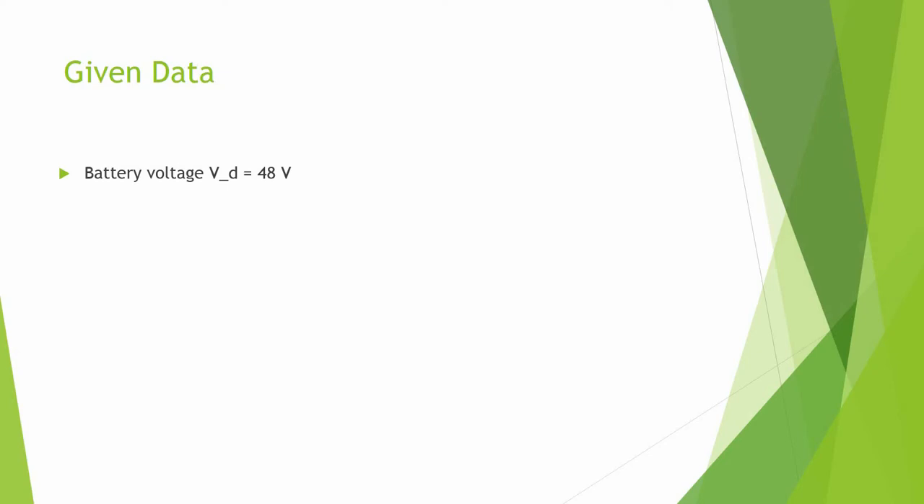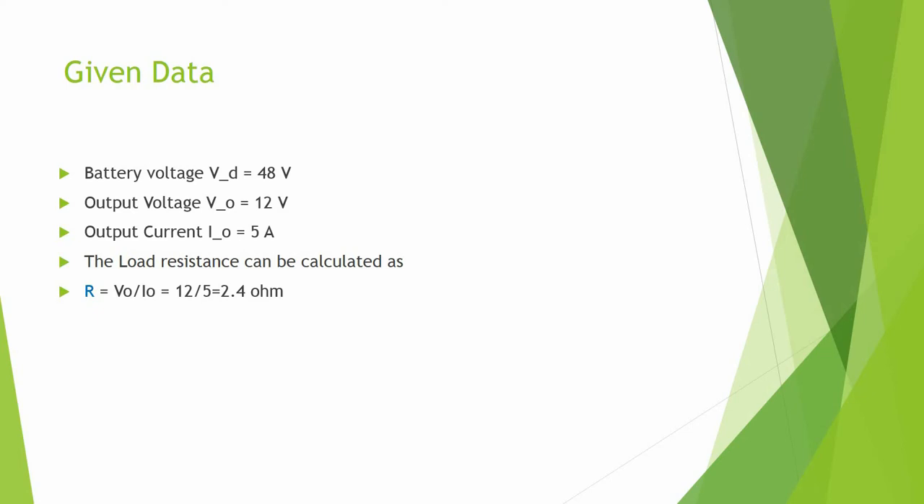So here we have battery voltage VD equal to 48 volt and we have to supply at 12 volts. So it will be step down and the load current specified in the question is 5 ampere. Based on the given data we can calculate the load resistance value, which is R equal to V by I. So we will get 2.4 ohm.